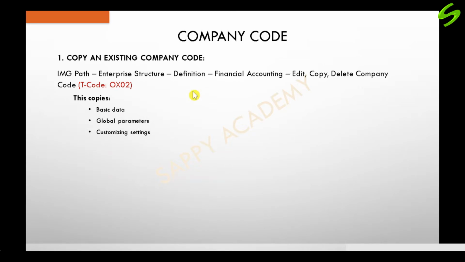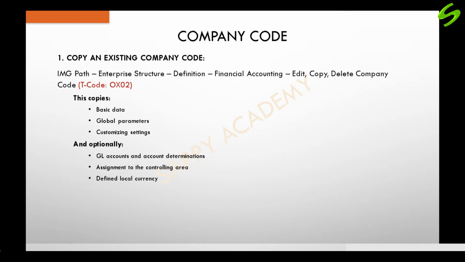To copy a company code, either we can use the IMG path or we can use the transaction code OX02. This copies the basic data, global parameters, and customizing settings. And optionally, we can choose to copy GL accounts and account determination, assignment to the controlling area, defined local currency. Since these settings may or may not be the same for the new company code. For example, the local currency of the company may be different than the reference company code.